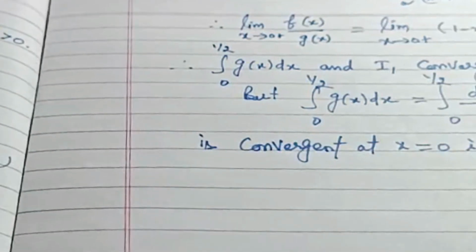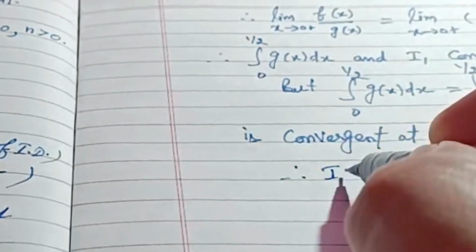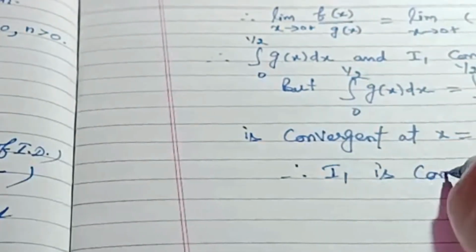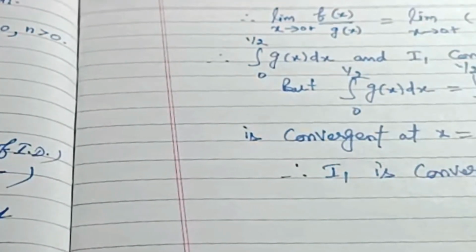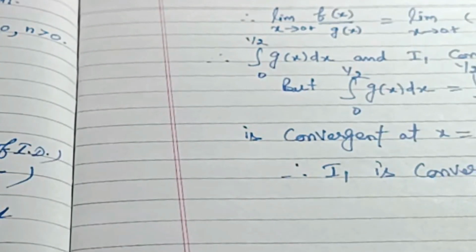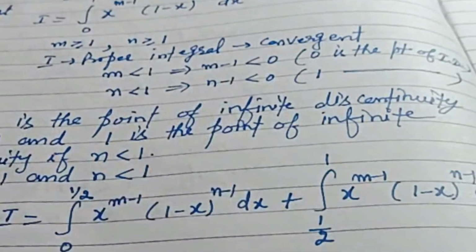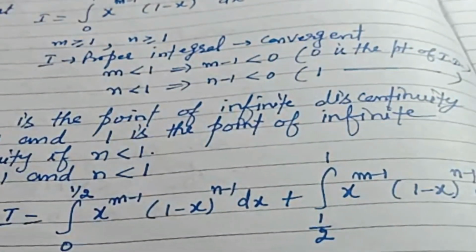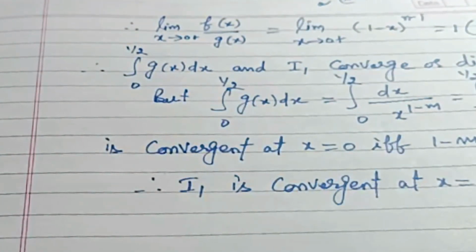So according to this comparison test, I1 is convergent at x equal to 0 if and only if 0 is less than m is less than 1. So m is greater than 0 from here, and we started with m less than 1. So we have combined these two conditions: m is greater than 0 and less than 1.